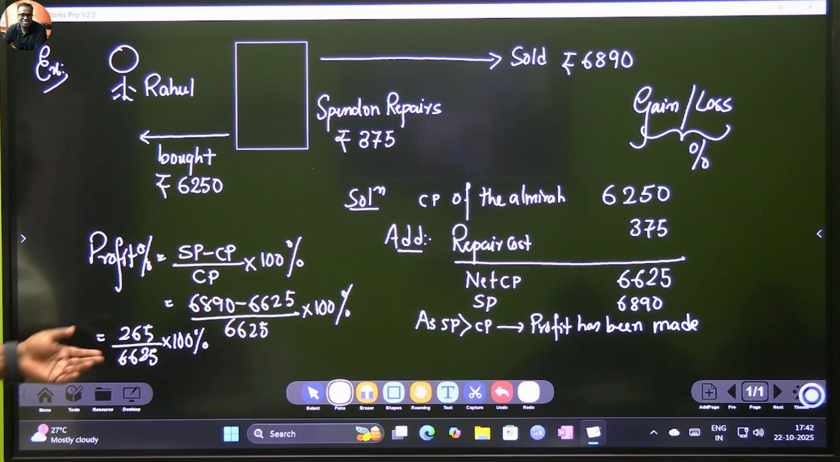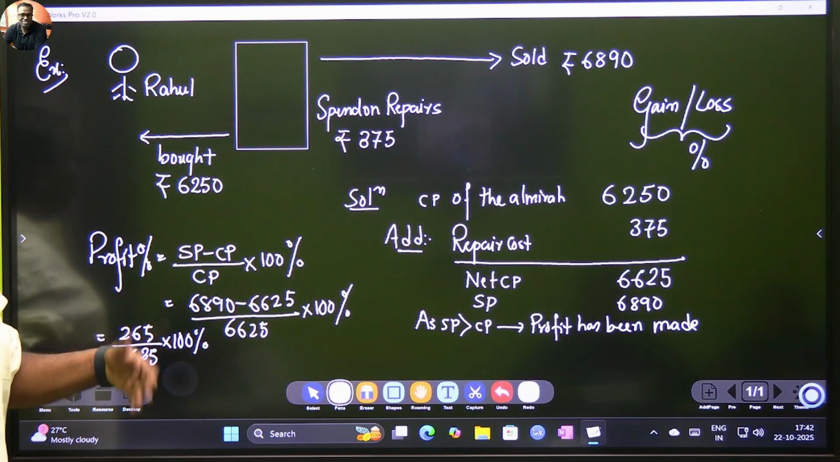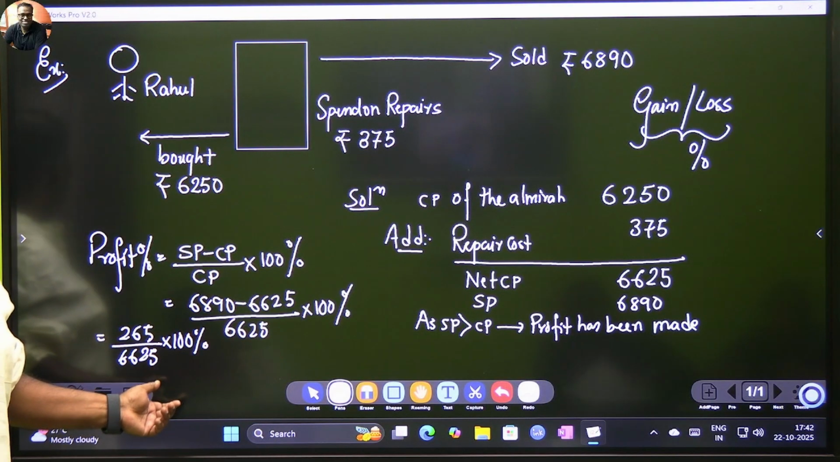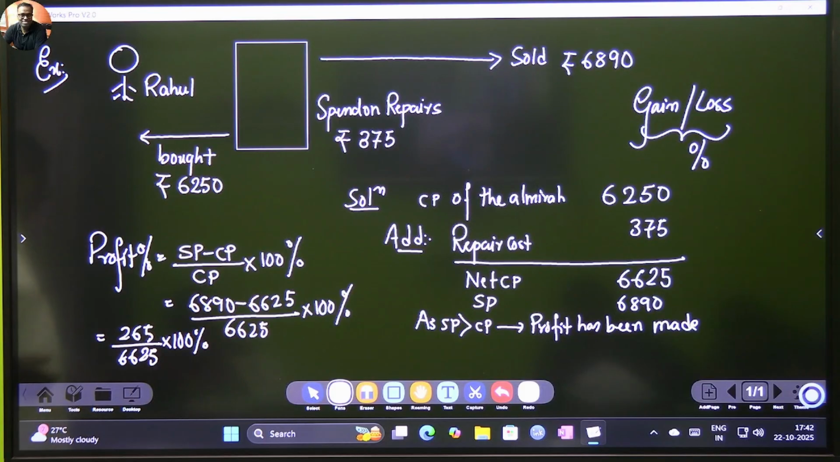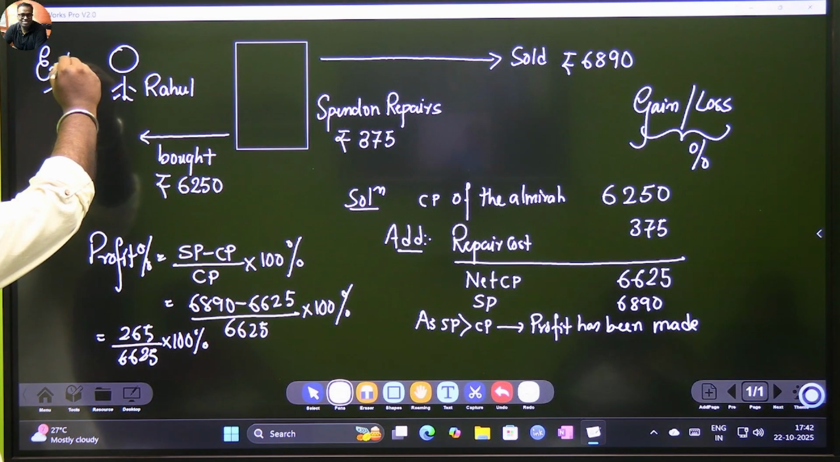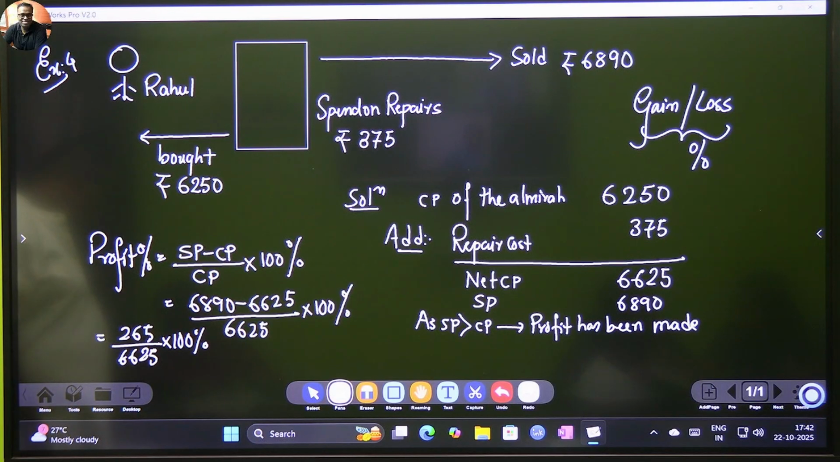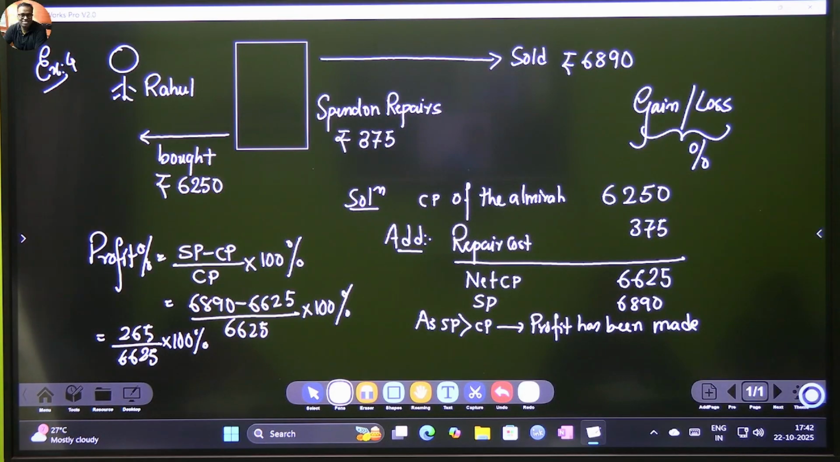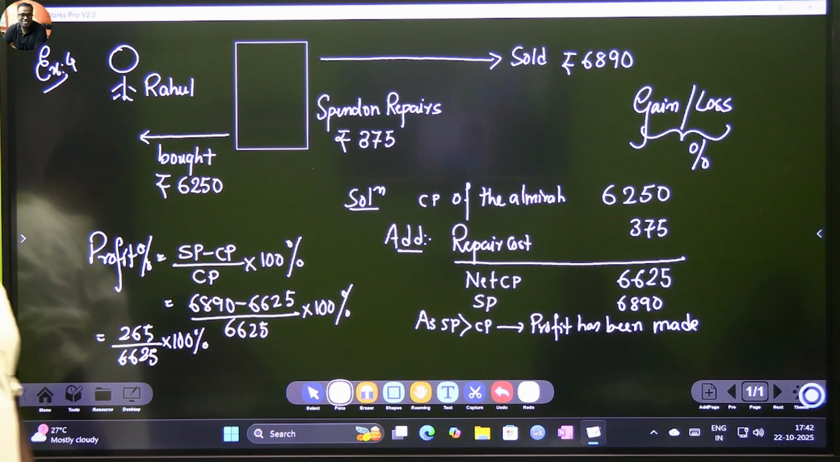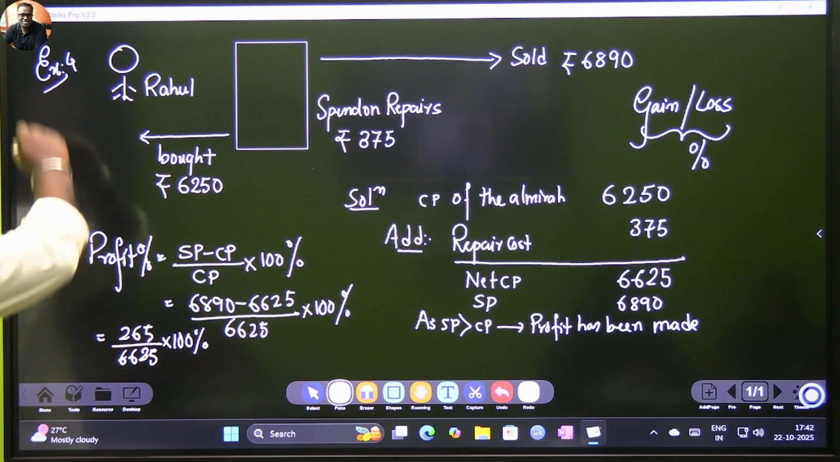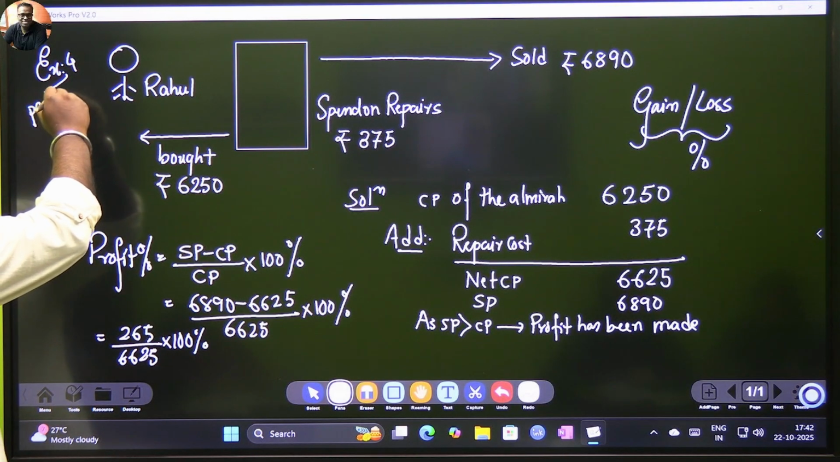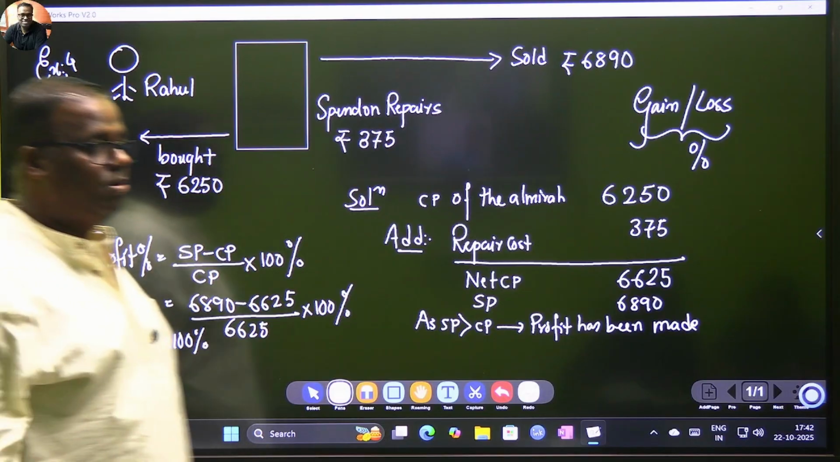So do one thing, keep it till this much. The rest of the calculation you can do later. You need to pick up more problems. Till this stage is okay. This was example 4 of your textbook, page number 128. That is sufficient information. Shall we go to the next problem now?